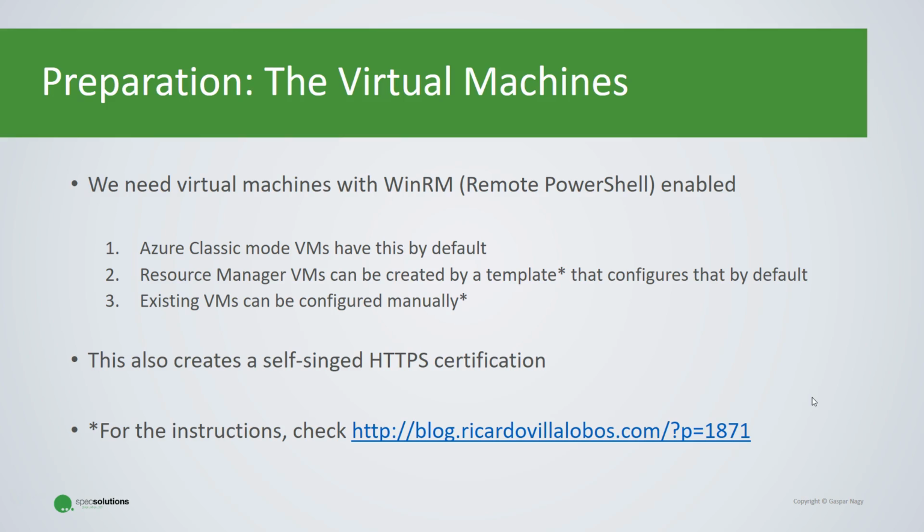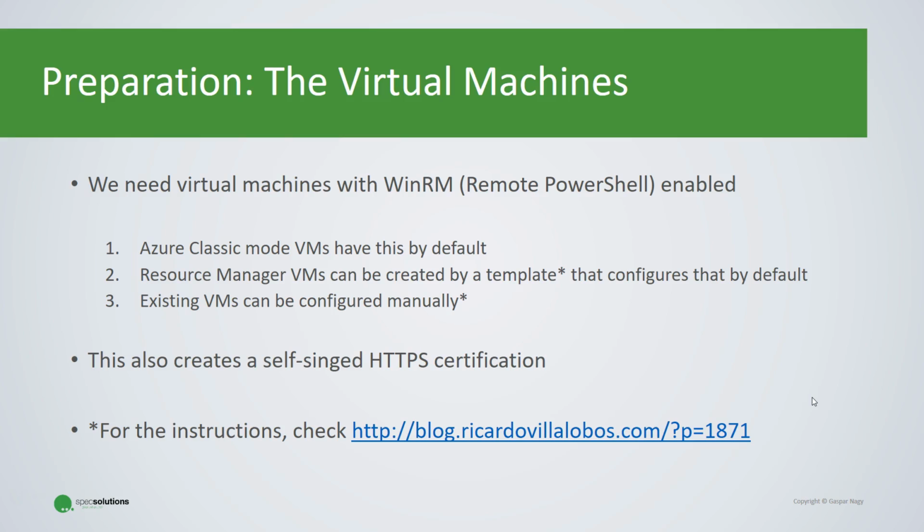On the other hand, for the infrastructure that we will use, we need a special configuration for these VMs, which is called WinRM or Remote PowerShell. This is basically helping the infrastructure to be able to communicate with the virtual machine in a secure way. The configuration of this WinRM basically depends on how you have created this virtual machine. Basically, there are three options that we have to consider.